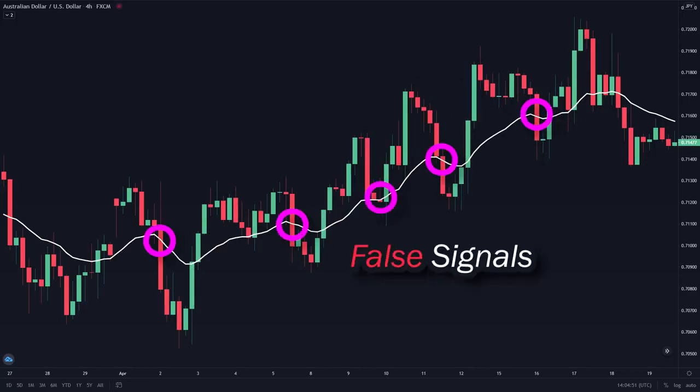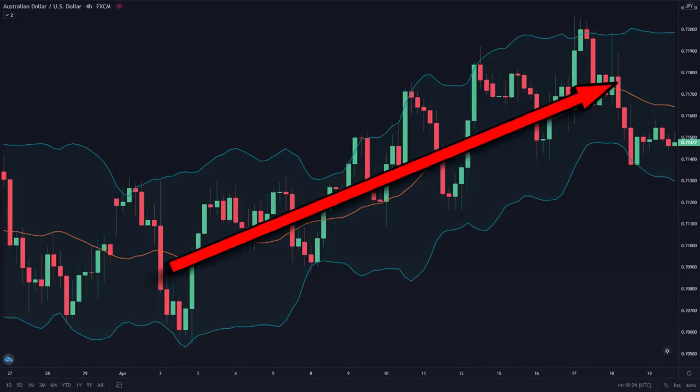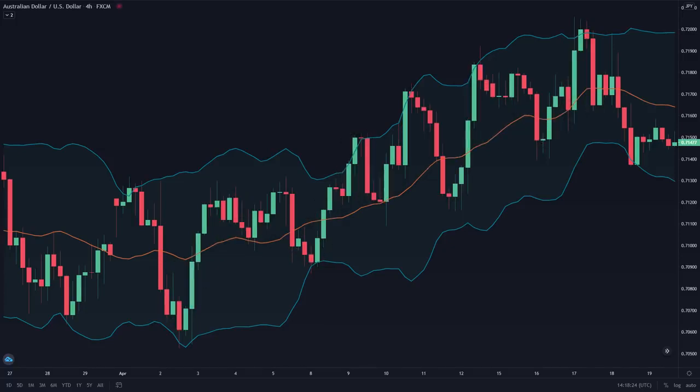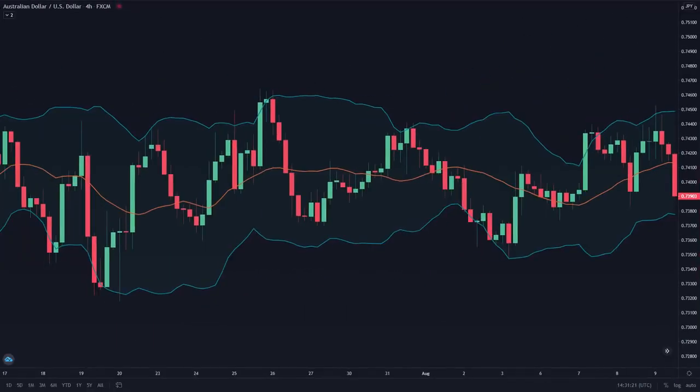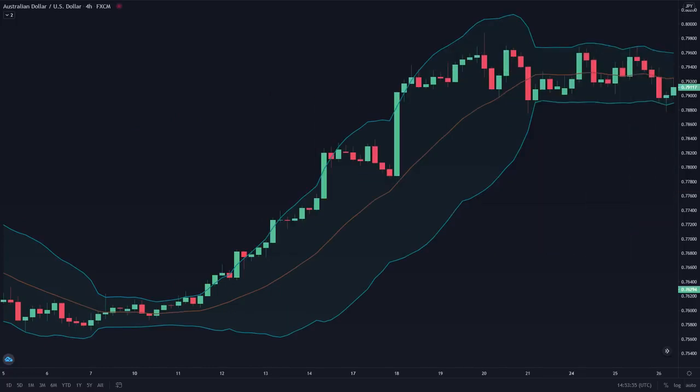signals. So that is why the Bollinger Bands is a better indicator, because it can identify the direction of a trend while also taking these pullbacks into consideration. Hence, it can give you less false signals. The Bollinger Bands is a very simple to use indicator. It consists of three parts: a 20-period simple moving average in the middle, and two standard deviation lines above and below it.